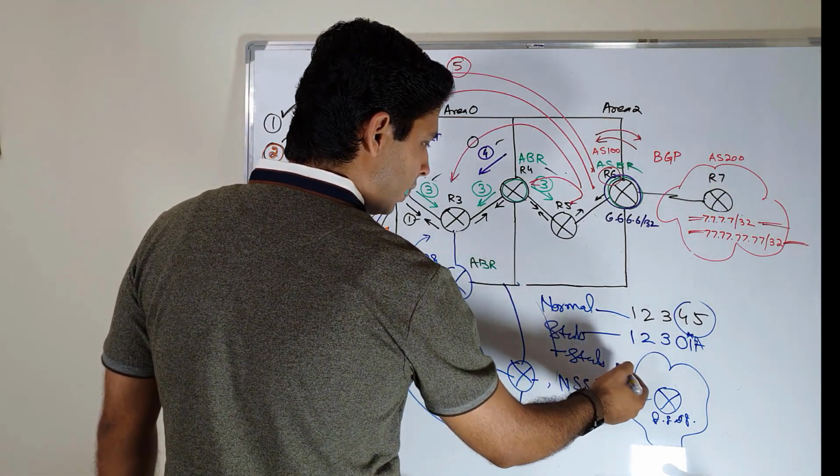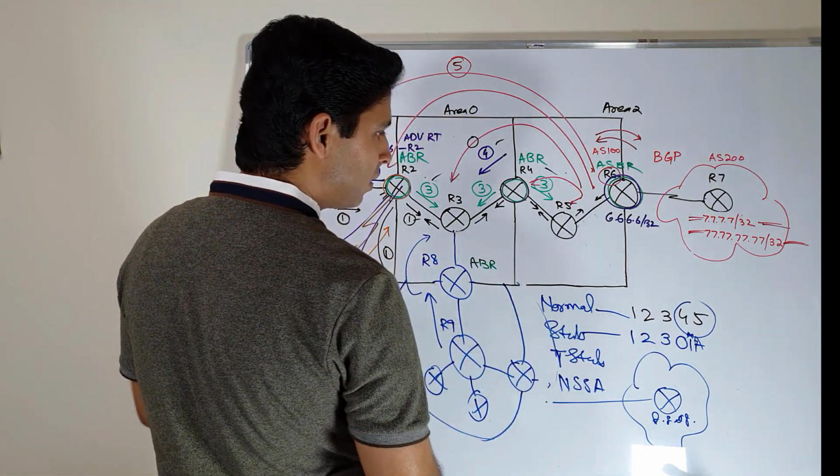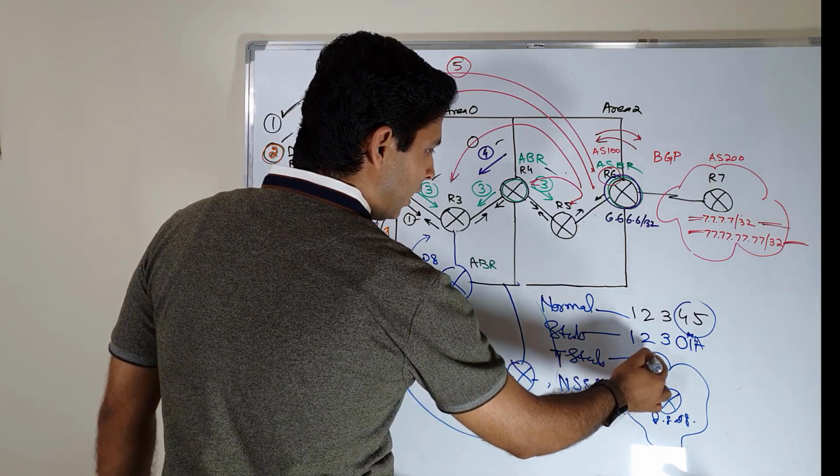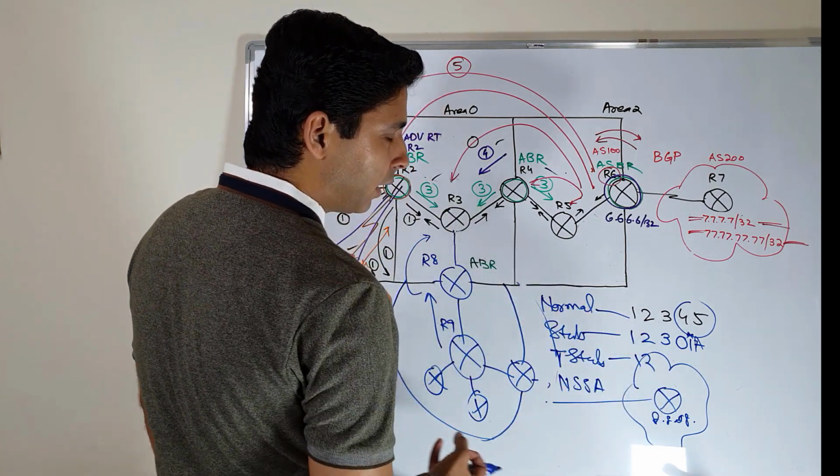Then we have the totally stubby areas. Totally stubby means it will further reduce the size of the table.